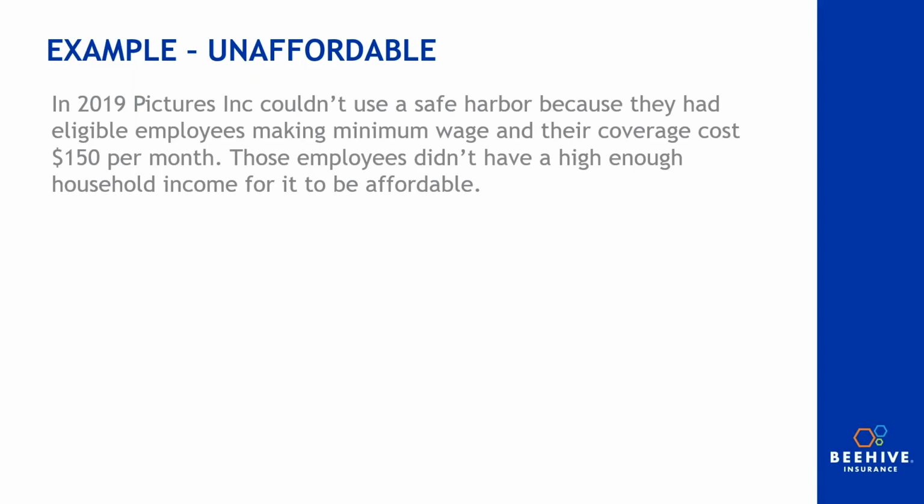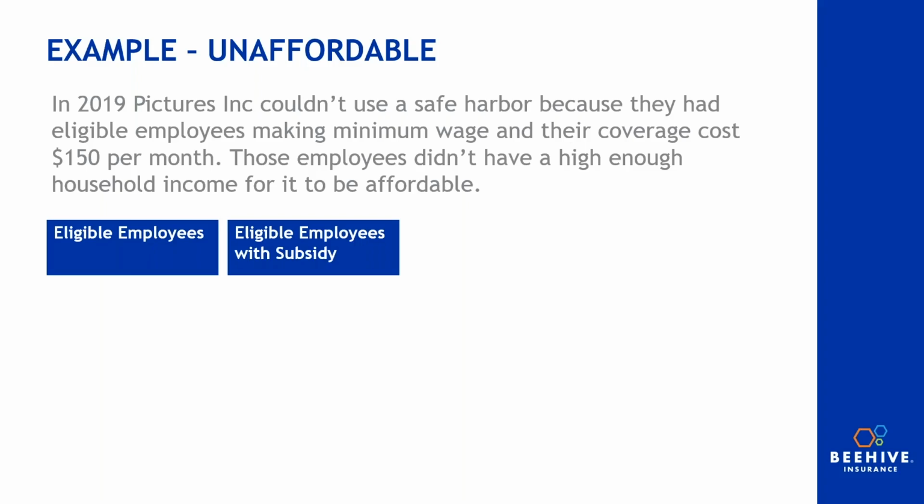With coverage that costs $150 per month, their employees should have been making at least about $12 an hour, but they had some who were making minimum wage. And because those employees also didn't have a high enough household income for it to be affordable, they encountered some penalties at Pictures Inc. So let's look through our same questions. We have our eligible employees and how many received a subsidy. So at Pictures Inc., we have 50 eligible employees and 3 received a subsidy.